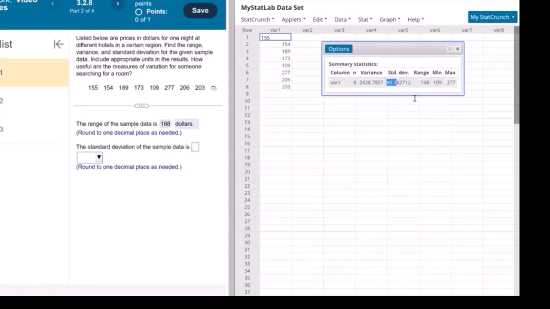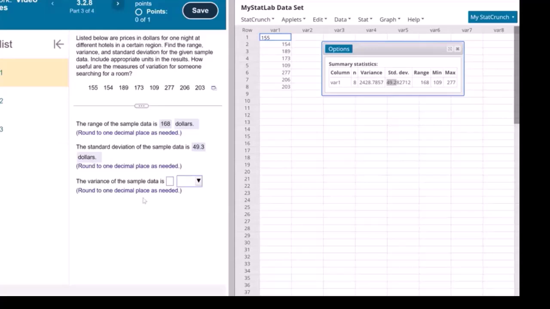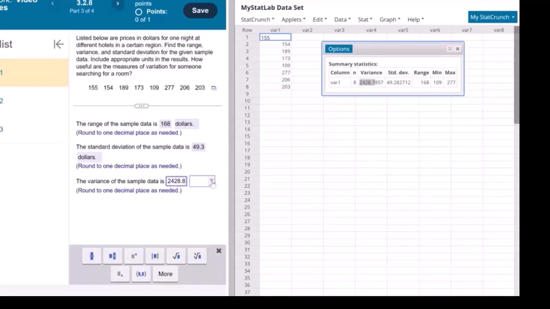The standard deviation of the sample data is, and we want to do it to one decimal place, we're going to have to round that to a 3 because the number after the 2 is an 8. So this actually gets rounded up to 3, and our standard deviation is in dollars. And then the variance, which is the standard deviation squared. The 8 is next. That last number is going to be 0.8 instead of 0.7. And because the variance is the standard deviation squared, what our units are going to be is dollars squared.